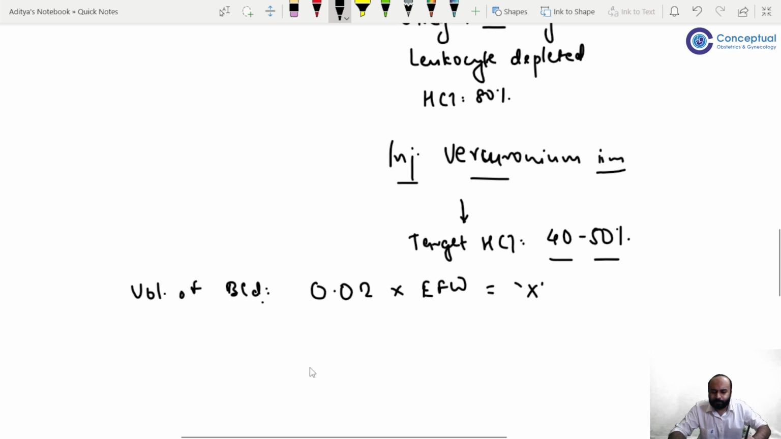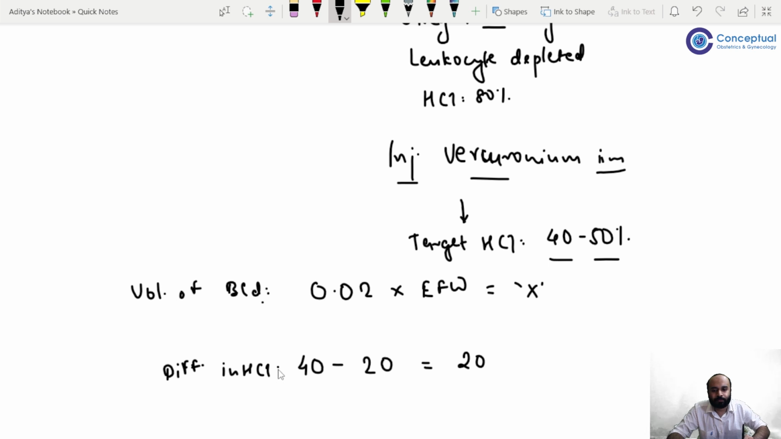After that, I have to see what my target is. So 40 is my target and what is my current hematocrit? Assuming my current hematocrit is, let's say, 20. So the difference is 20. So this is basically the difference in target and actual hematocrit. Now this 20 has to be divided by 10. The value I get here is 2. And now this 2 has to be combined and I have to get 2x.